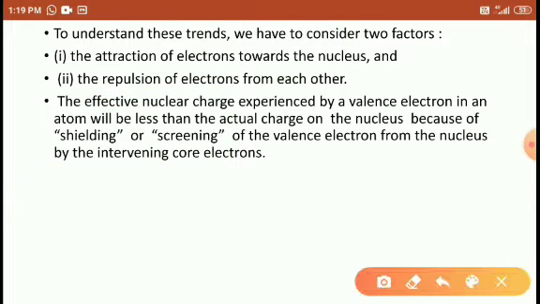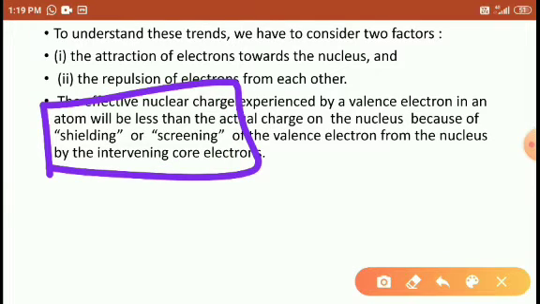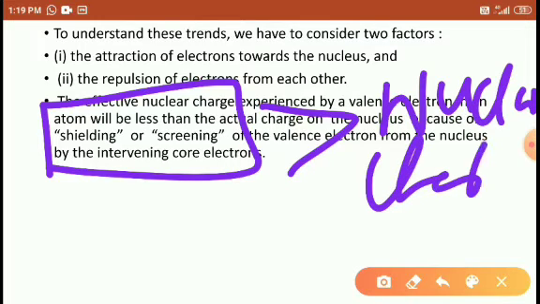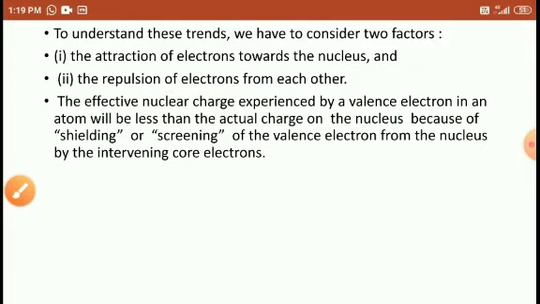Right, students? So if repulsion is high, the screening effect is high, and then nuclear charge is less. If the screening effect is greater than the nuclear charge, then removal of an electron is easier, so less ionization enthalpy is required. Right, students?